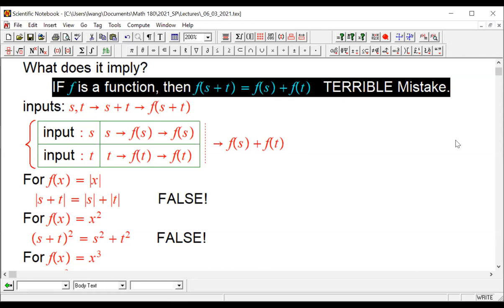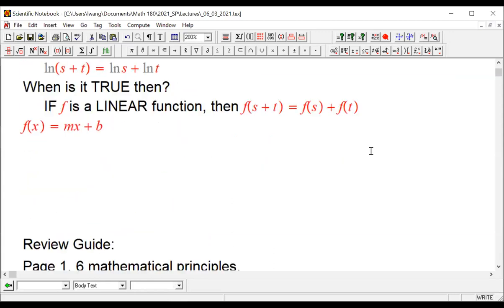Word by word. Okay, so the next one, number 9. I have addressed this in our practice, so I'm going to address this one more time. If f of s equals f of t, then s is the same as t.